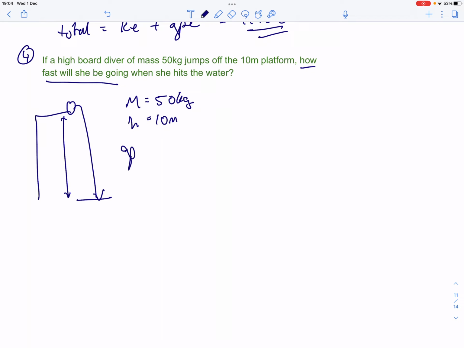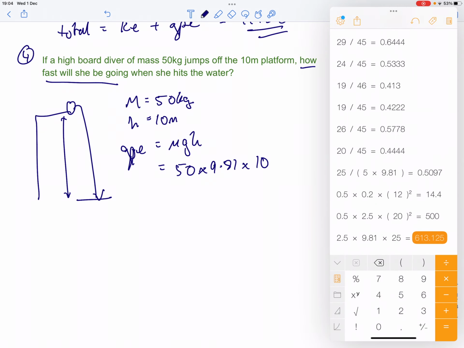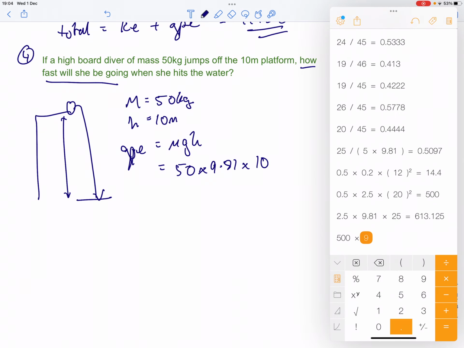So the GPE is equal to mgh, which is equal to 50 times 9.81 times 10. So when we multiply that out, we're just going to do it quickly. That's going to be 500 times 9.81, so that's going to be 4,905.